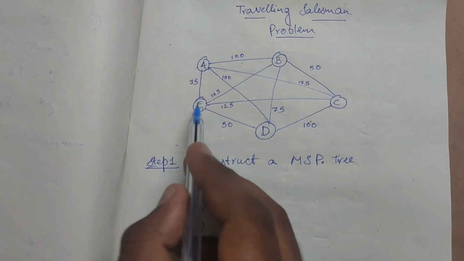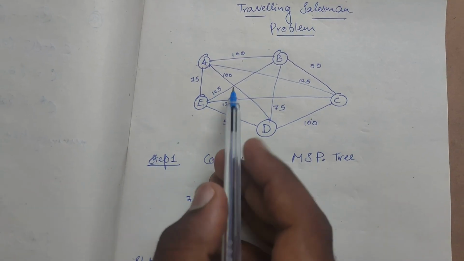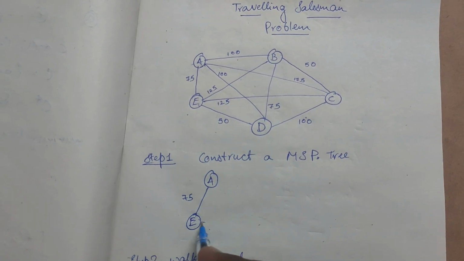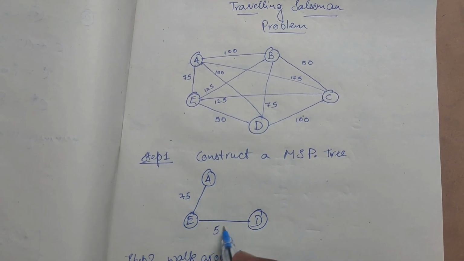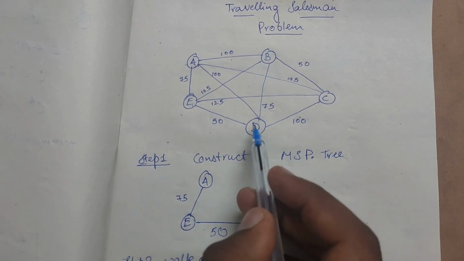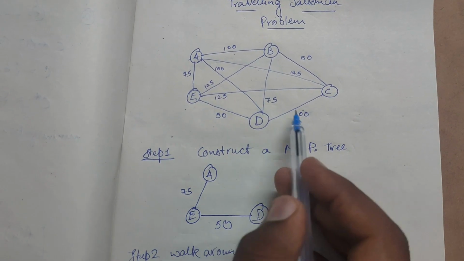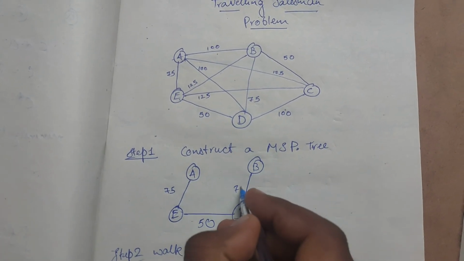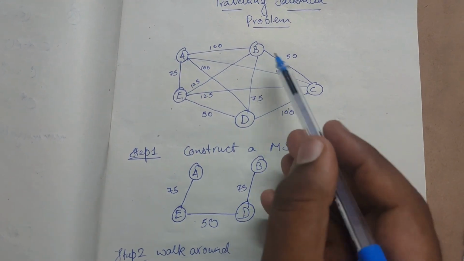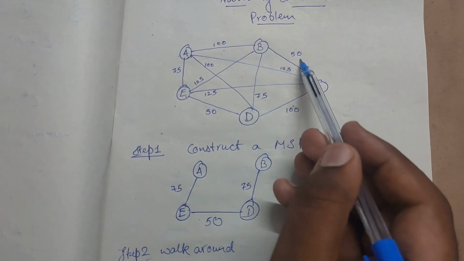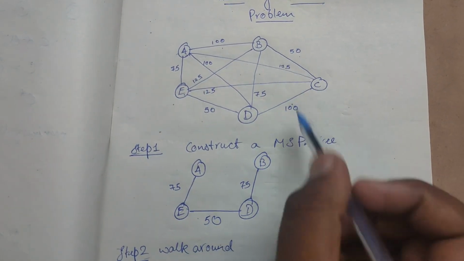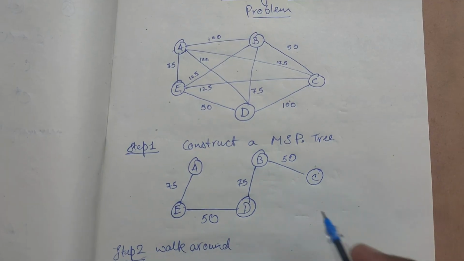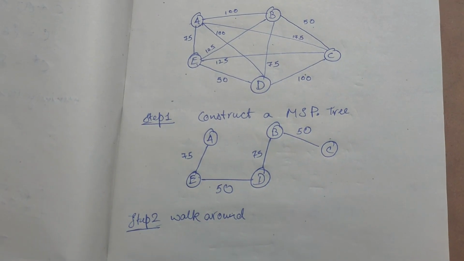Now from E he will look which path costs him the least, 125, 125 and 50. So he will go to D, which costs him 50. Now from D he will look which costs him less, 75, 125 and 100. He will go for 75 and he will go to B. Now from B he will look for the least path, 50, 75 and 125. So he will go for the city C, which costs him 50. So you have formed a minimum spanning tree.